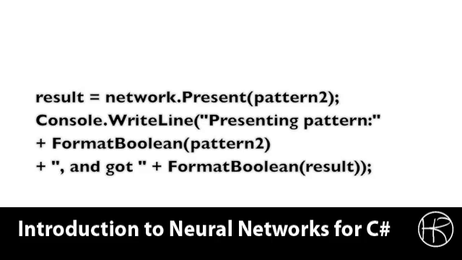Next, we present pattern 2. We should get pattern 1 back for presenting pattern 2, because the neural network should recognize that pattern 2 is actually close to pattern 1, and it's only been trained with pattern 1, so naturally that is what it feels is a close enough match.